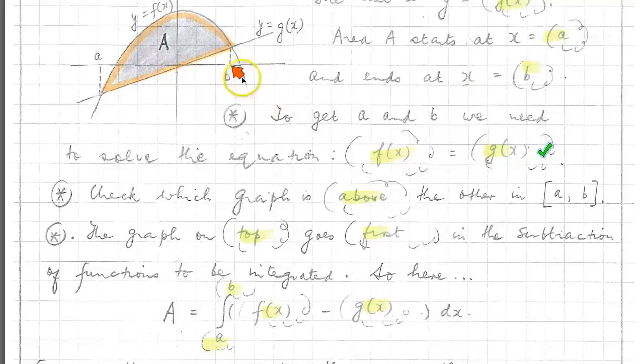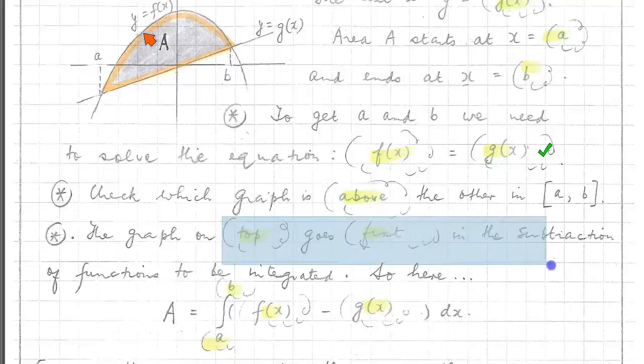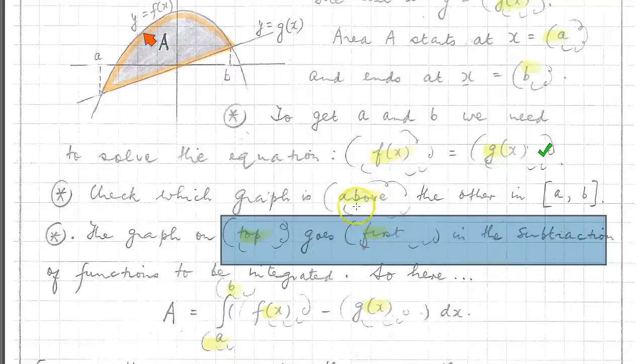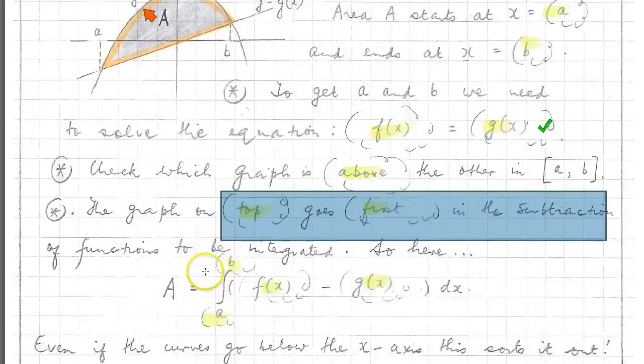Now, to do the actual area, just check which graph is above the other in that interval AB. And if the curves crisscross a couple of times, you just have to check which graph is above the other one. The graph that's on top is going to go first in a subtraction of the two formulas of the functions to be integrated.